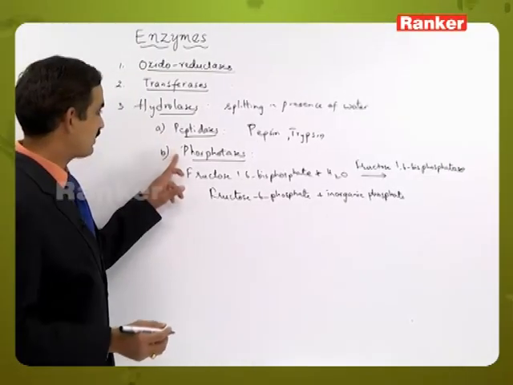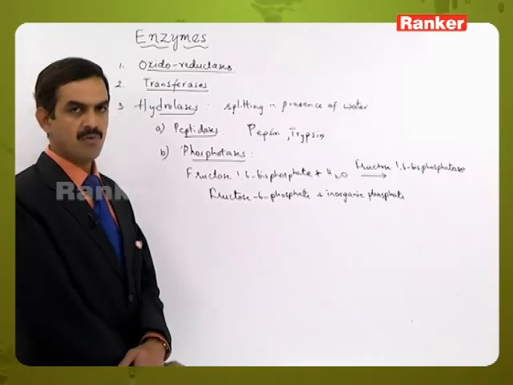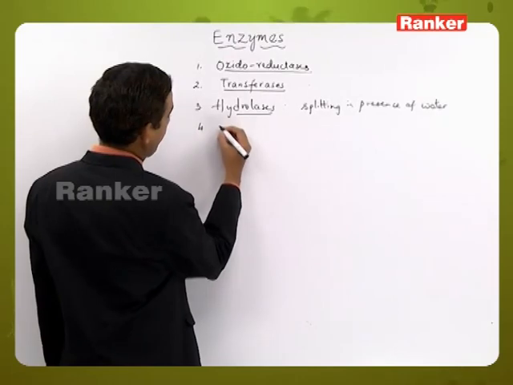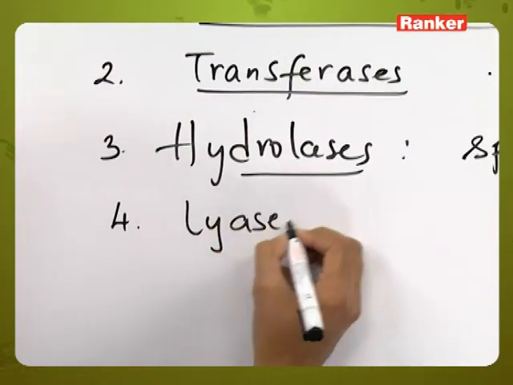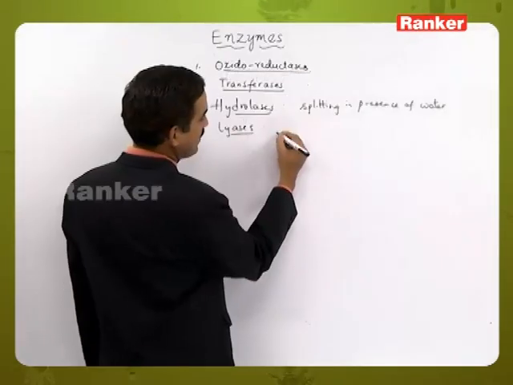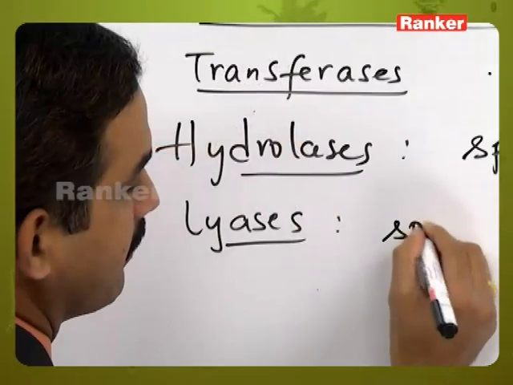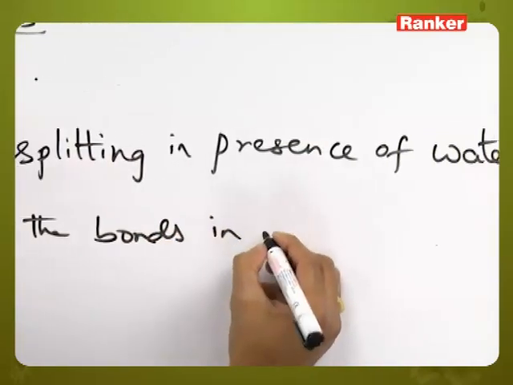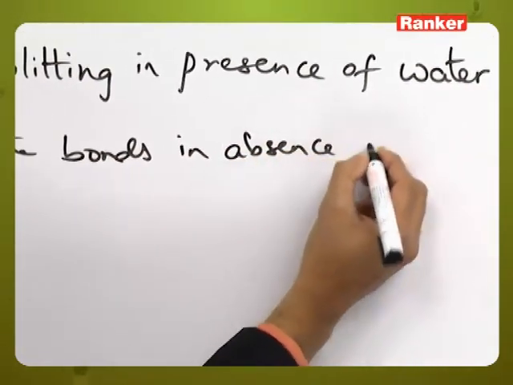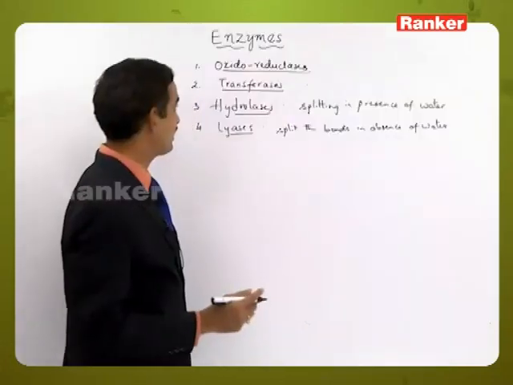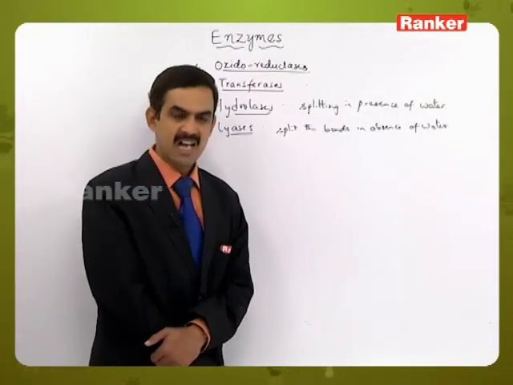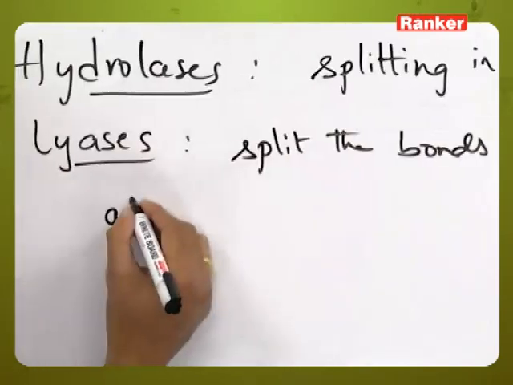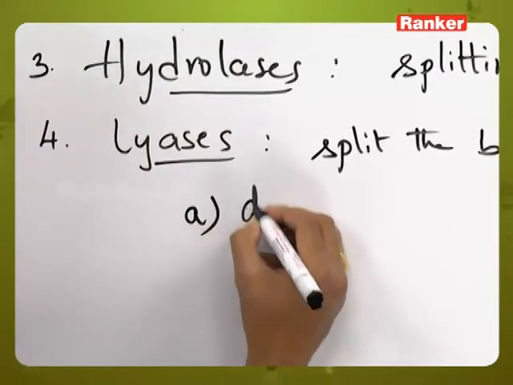So likewise in both of them, they are splitting the bonds in presence of water molecule. The fourth major class is the lyases. Lyases are the ones which will split or break the bonds in absence of water, or without using water molecule. This type of enzymes are called lyases, and here let us see some examples or some subclasses related to this one. Those are decarboxylases.